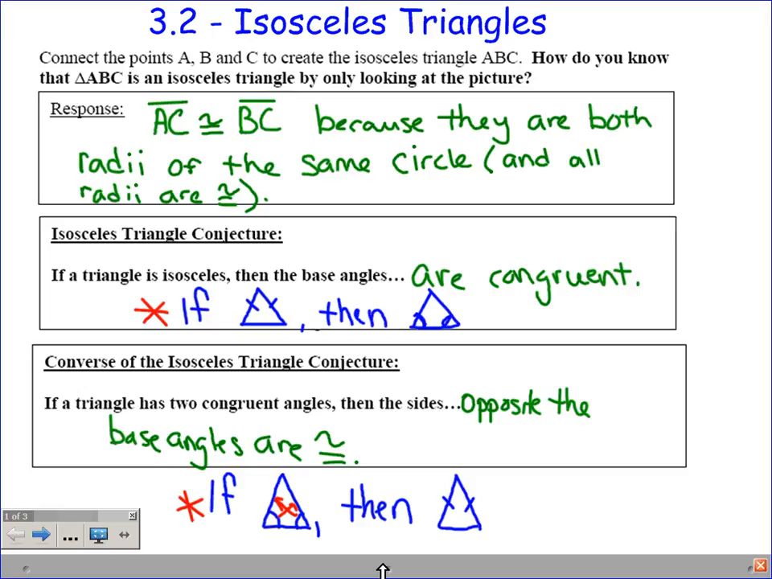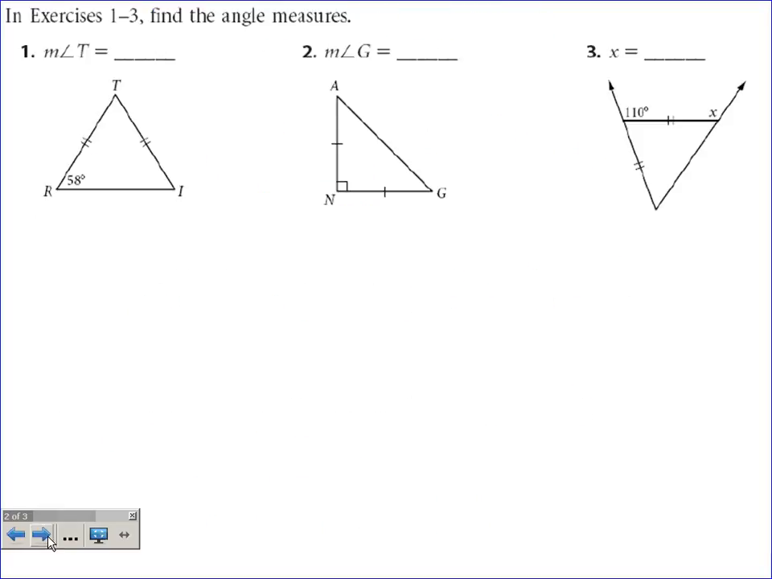We're also going to couple this with the idea of the triangle sum theorem, which we learned yesterday, that basically says that the three angles of a triangle are always going to add up to 180.